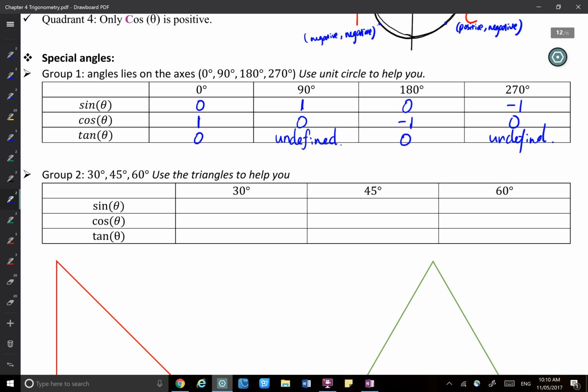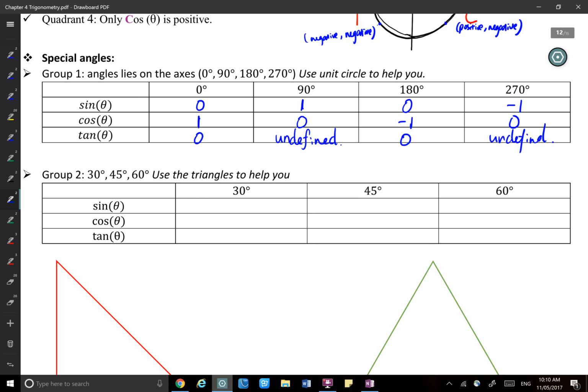be exactly the same. Okay, 270 is from here to here. -90 just from here to here. They are at the same place. Therefore, all the sine, cosine, and tangent values will be exactly the same. Okay, that's the first group of angles, which lie on the x-axis and y-axis.